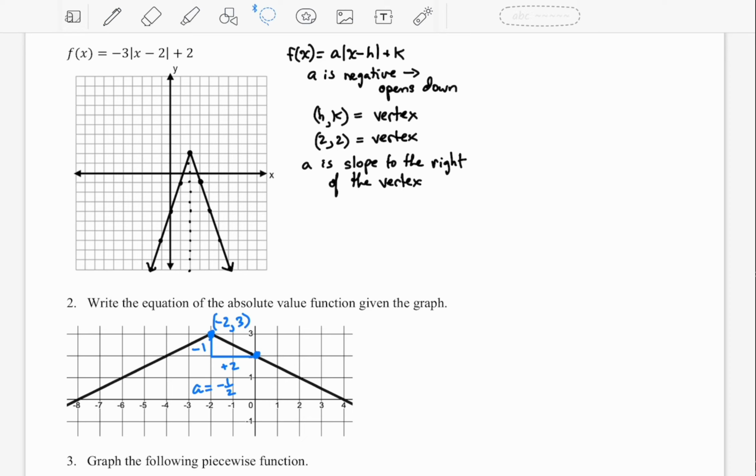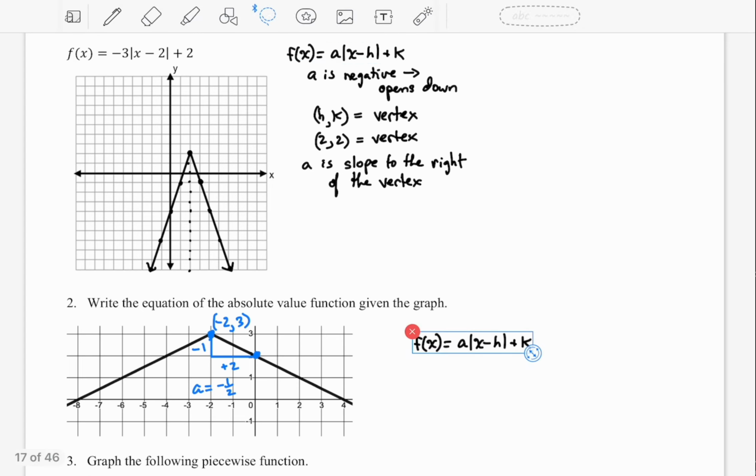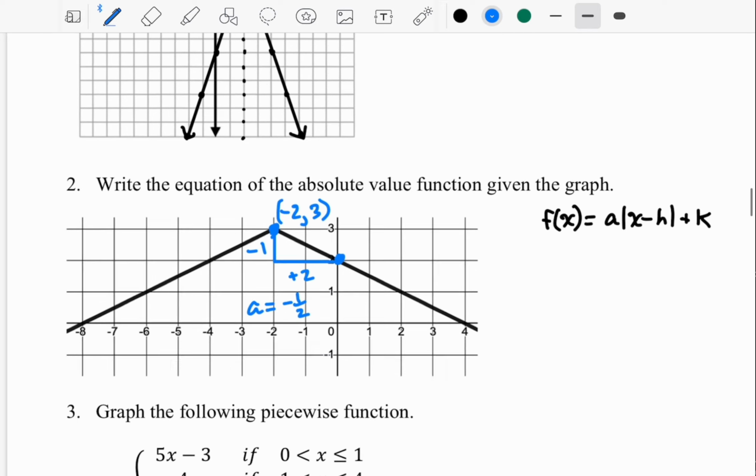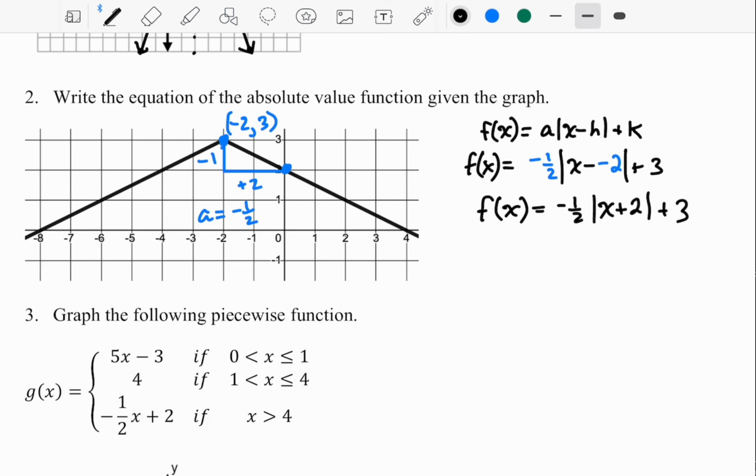So again, using the same model, I'm just plugging right in. The A value, negative 1/2, the H value is a negative 2. There's already a negative built into the equation, so negative will become positive in a sec, plus 3. So we're looking at f of x equals negative 1/2 times the absolute value of x plus 2, plus 3. All right.